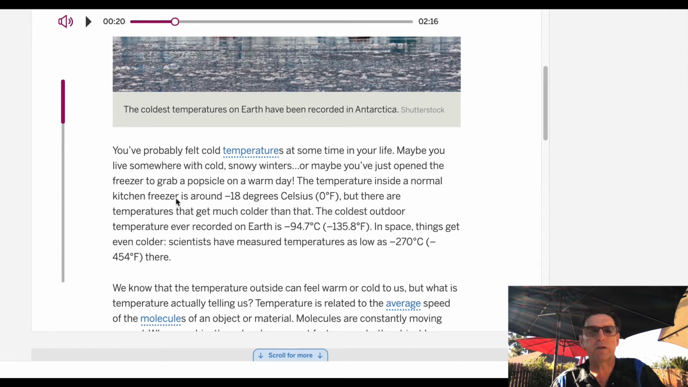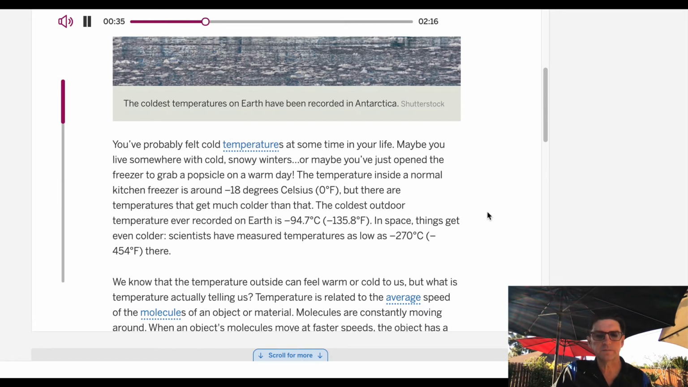The temperature inside a normal kitchen freezer is around negative 18 degrees Celsius, which is 0 Fahrenheit. That's interesting. I didn't know 18 was 0. But there are temperatures that get much colder than that. The coldest outdoor temperature ever recorded on Earth is... Okay, let's keep reading. But there are temperatures that get much colder than that. The coldest outdoor temperature ever recorded on Earth is negative 94.7 degrees Celsius, negative 135.8 degrees Fahrenheit.